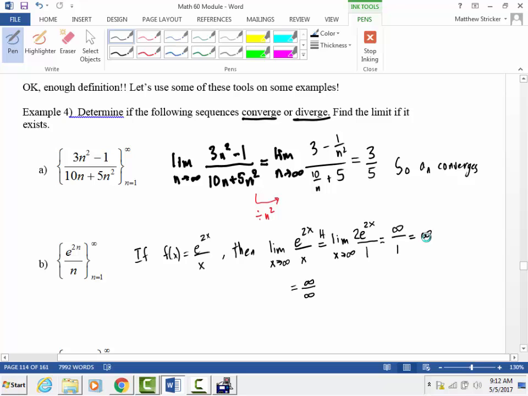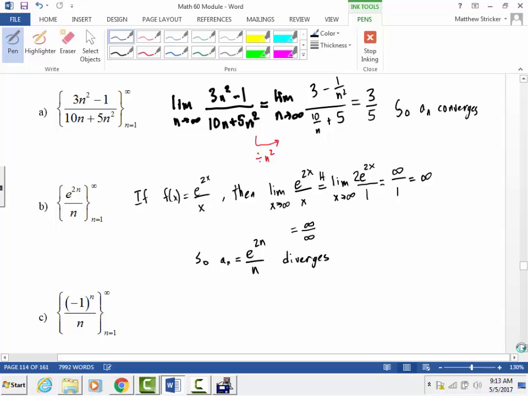Yeah. So remember there was that theorem we talked about in the last page. I'm not going to scroll back to it, but there was that theorem that said that if we take the limit of the function, and the function is equivalent to the sequence, and the limit of the function converges, that means the sequence also converges. So we can say a sub n equal to e to the 2n over n diverges. Okay, any questions about that one?